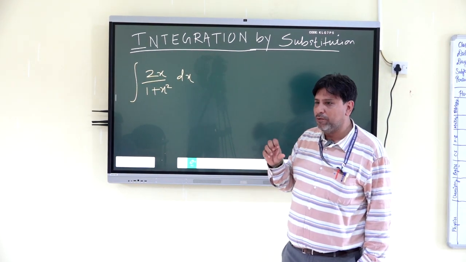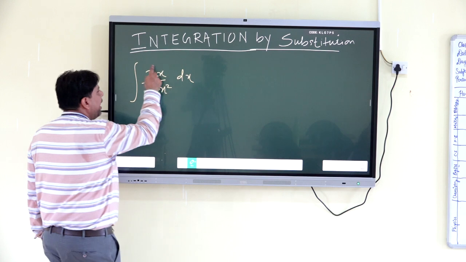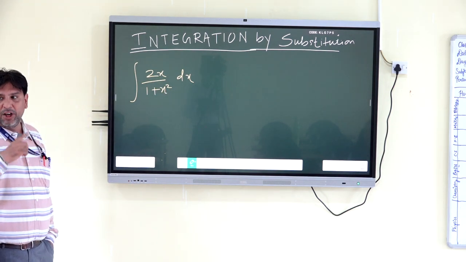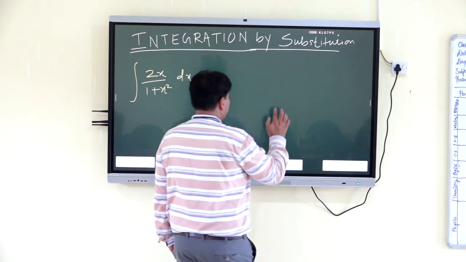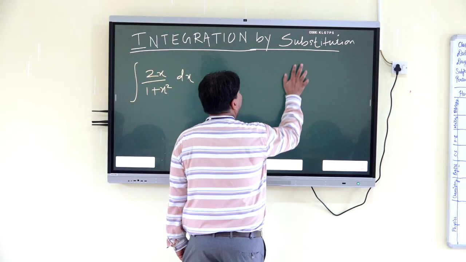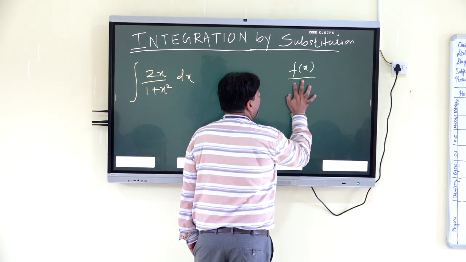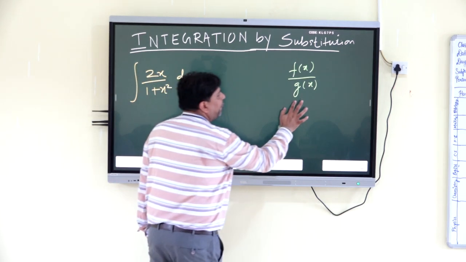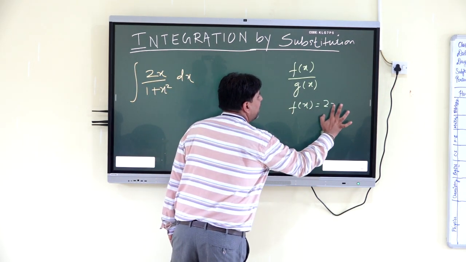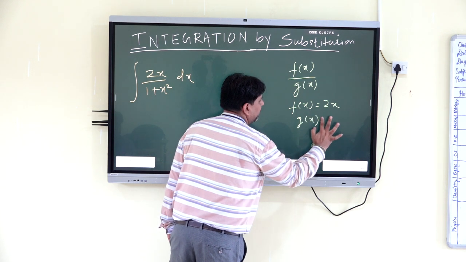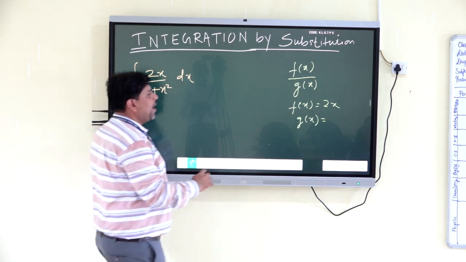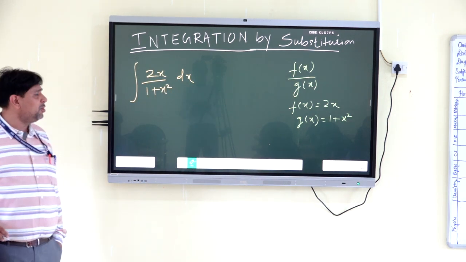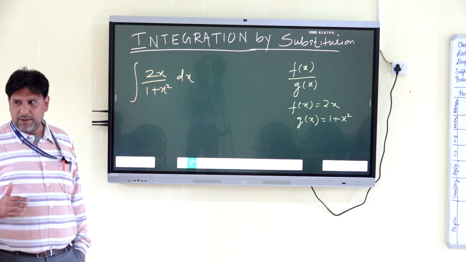Now what substitution we will do? Now we are left with two functions here, f of x and g of x. If you see properly, this is of the form f of x divided by g of x. So what is my f of x? 2x. My f of x is equal to 2x. And what is my g of x? G of x is equal to 1 plus x square. Now the question arises, how will we do this question?